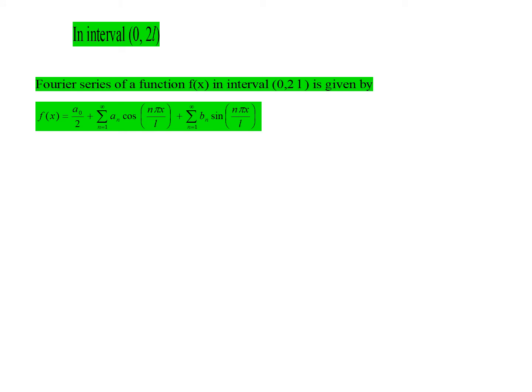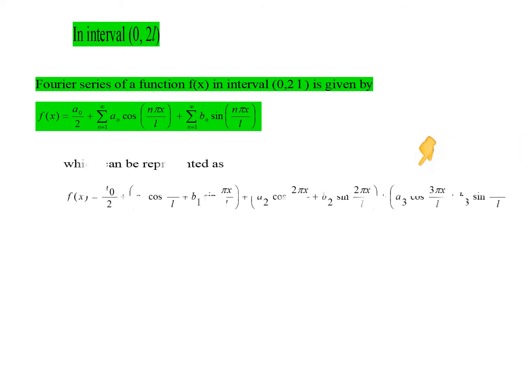Next, we'll move on to the interval 0 to 2l. First we saw 0 to 2 pi, now we have 0 to 2l. In that, instead of cos nx and sin nx, what is the difference we'll have there? Cos n pi x by l, sin n pi x by l. So the Fourier series is given by these three terms, our usual Fourier series only, which we already know.